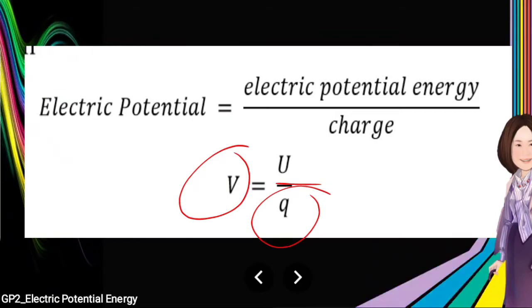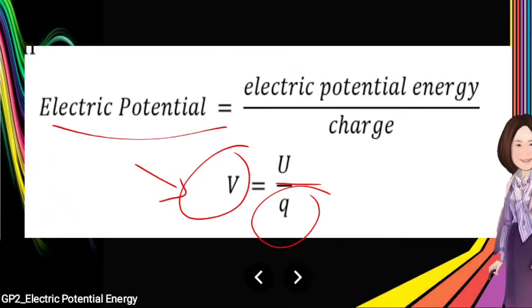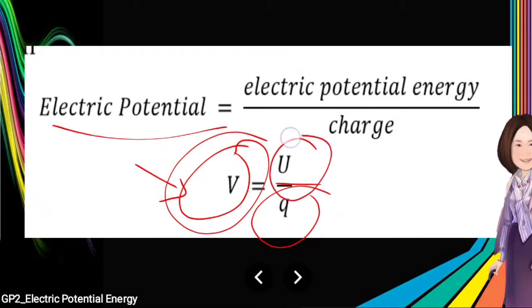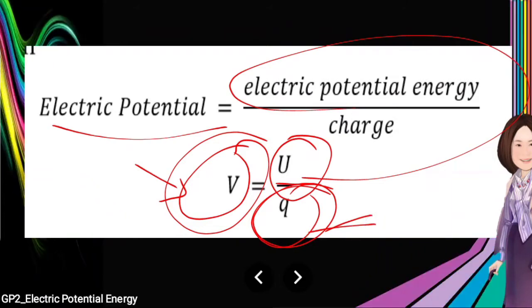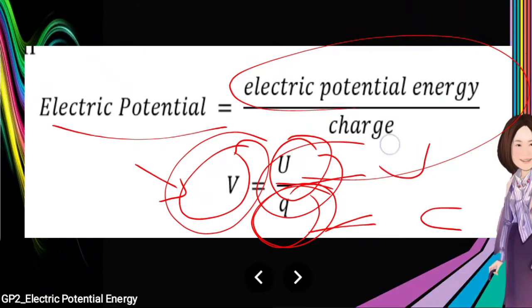Take note, the common name for potential difference or electric potential is voltage, and the unit is volts. This big letter U is the electric potential energy. Then Q is for charge. The unit for charge is coulomb, and the unit for electric potential energy is joules.